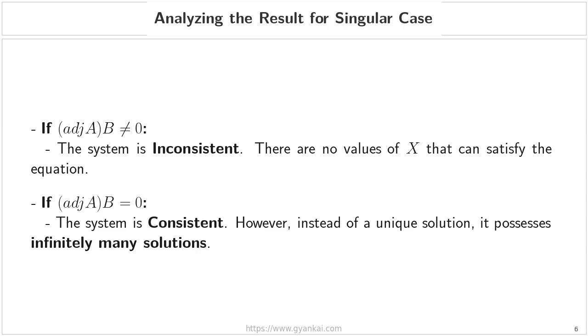Now that we have calculated the product of the adjoint of A and the matrix B, we need to interpret what that result actually tells us about our system. This is the crucial part of the analysis. In the next slide, I will provide a summary table that brings all these conditions together so you can see the full picture at a glance.